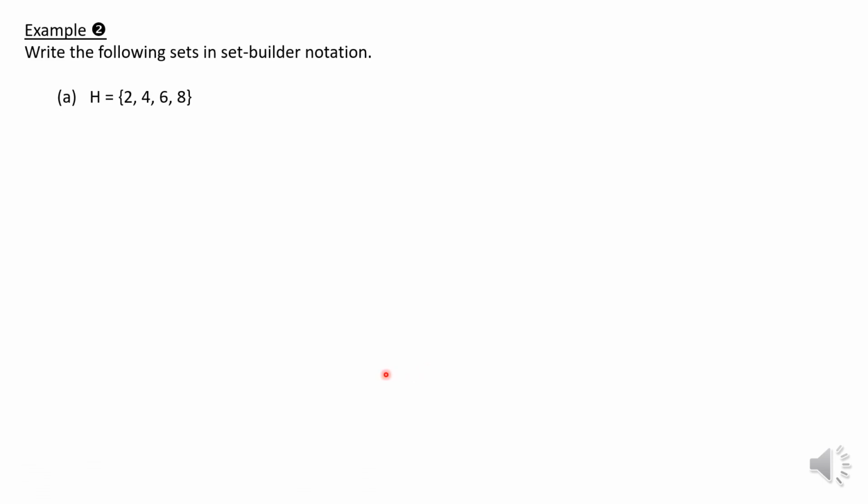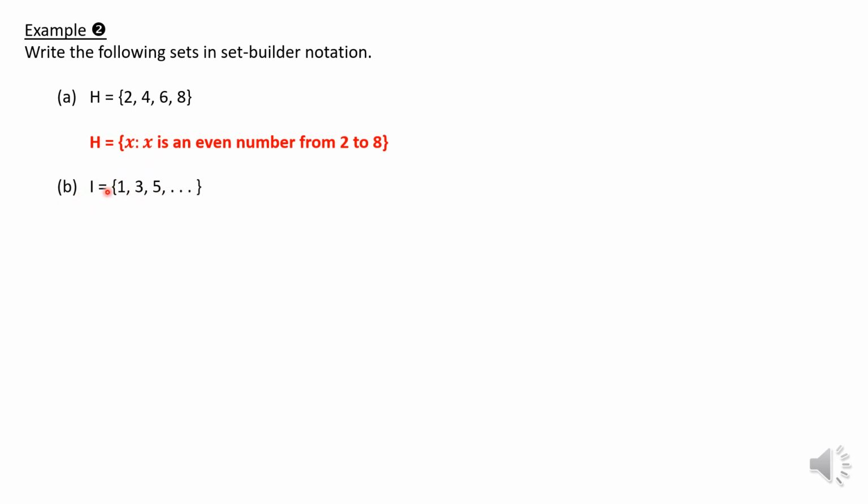Let's look at our second example. What we have here is we are asking you to write the following sets in set builder notation. So you can say H is equal to x such that x is an even number from 2 to 8. That is fine.